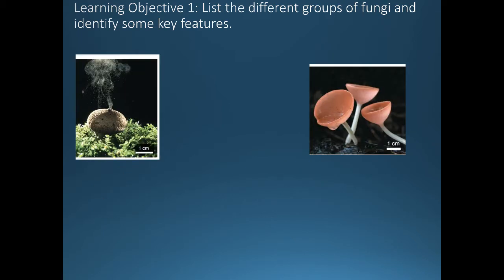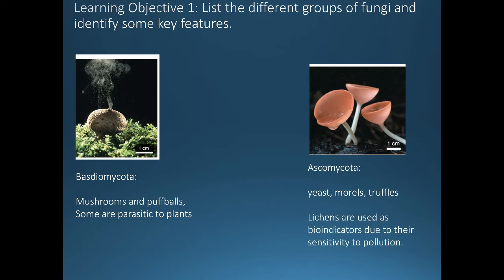The last 2 groups are shown here, and let's talk about the Basidia first. These include the mushrooms and puffballs. So you've certainly seen some of these, and I'm sure many of you enjoy mushrooms, so many of you enjoy this group of fungi. However, some are also parasitic to plants. Zygomakata, these are the traditional yeast that you might use in baking or brewing, but they also include morels and truffles, so some other yummy tasting fungi. They also include a group called the lichens, and these are very sensitive to air pollution, and so because of that, they are often used as bioindicators to test the degree of pollution in a particular area.